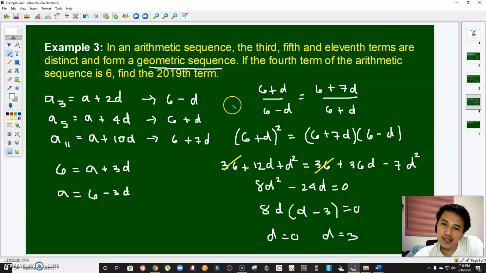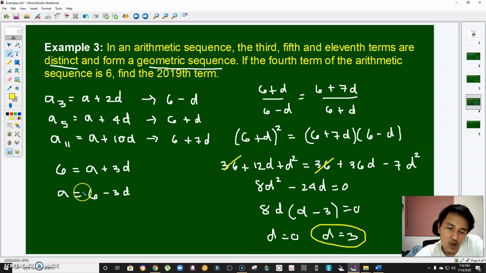But the problem says the 3rd, 5th, and 11th terms are distinct. Okay, what do I mean? If d is 0, that will become 6 minus 0, which is 6. 6 plus 0, which is 6. 6 plus 0, which is another 6. So, which is not distinct. Okay? So, therefore, we ignore d equals 0. So, therefore, the common difference here is 3. Okay, the common difference is 3.